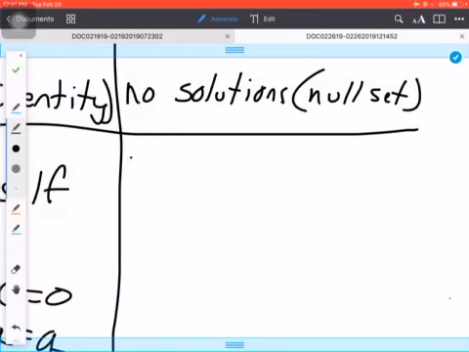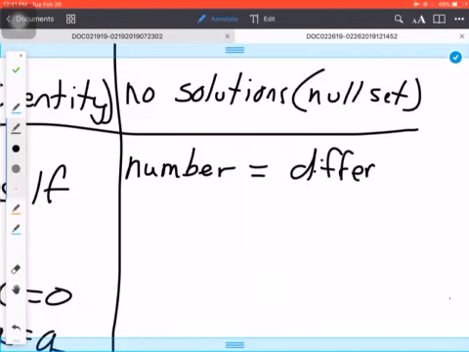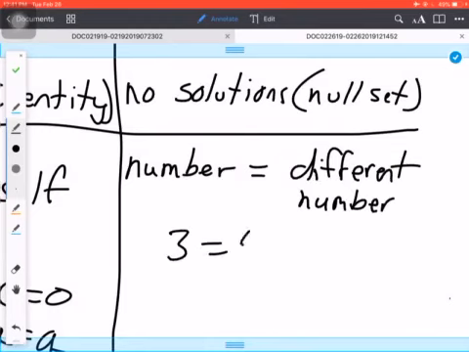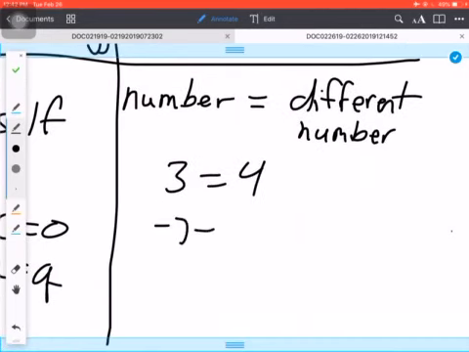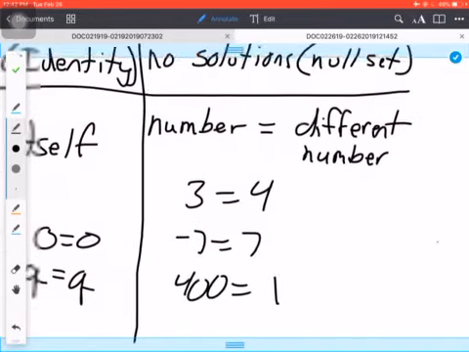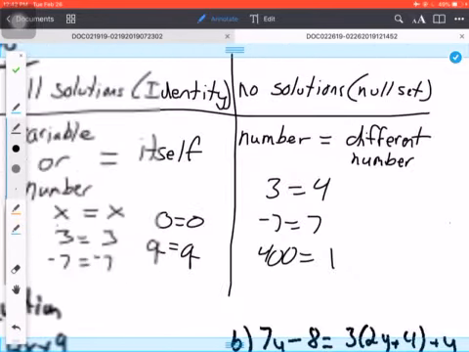And in this case, it's going to be a number equal to a different number. So for example, 3 equals 4. That's not true, ever. -7 equals +7. Also not true, ever. 400 equaling 1. Also not true. This is going to be no solutions, or something called a null set.